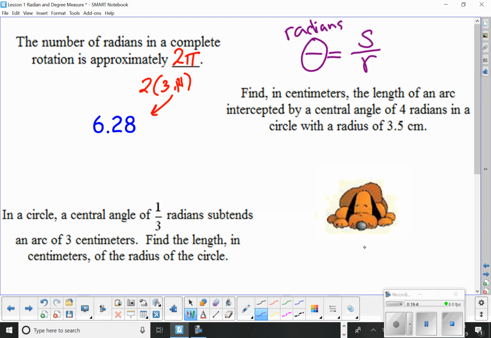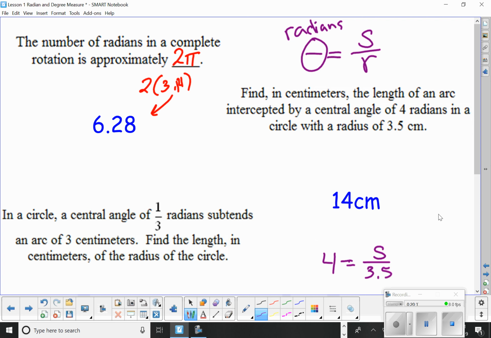So find the length in centimeters of the arc. I don't know S. It's intercepted by an angle of 4 radians, with a radius of 3.5. So you just multiply both sides by 3.5 and you have 14 centimeters.